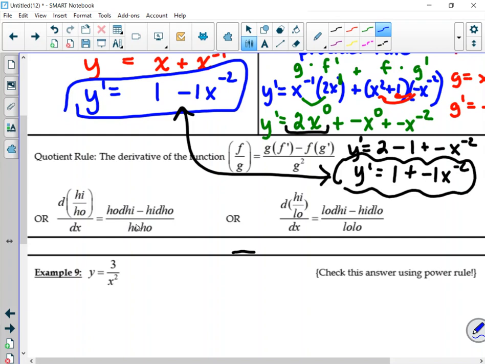That's why I put it like this on my notes, with the numerator as hi and the denominator as ho. The more common way to remember it, like my dear Aunt Sally way, is high and low. So low d high minus high d low over low low. Denominator, d for derivative of numerator. High is the numerator, derivative. Low is the denominator, denominator squared.